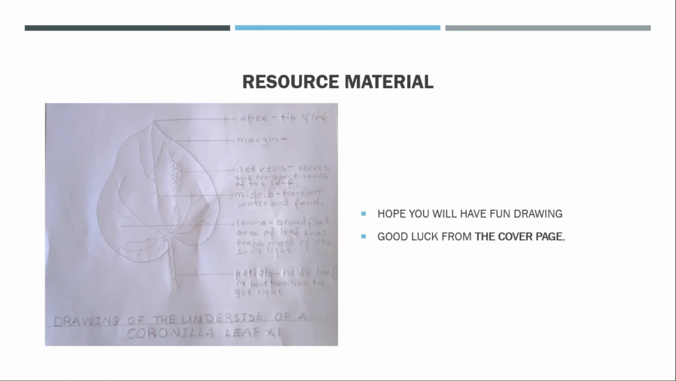Now, as it stands here, margin is only a label. Apex by itself is a label. But when we have the little notes that talk about the area that has been labeled, then that becomes our annotation. So let's look here. Net venation here is the label, and what we have written about net venation is the annotation. We're saying net venation serves the transportation needs of the leaf. So these net venation ensure that substances are taken to the various parts of the leaf and are removed from the various parts of the leaf.